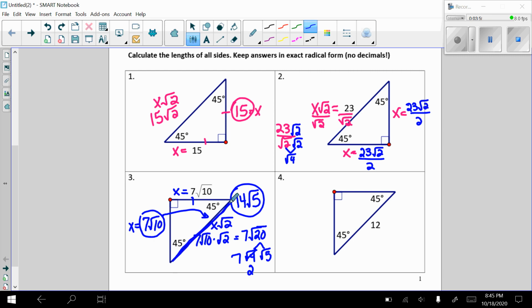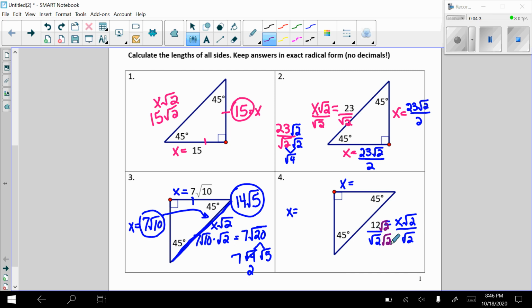Okay, looking at number 4. Number 4, once again, you have been given the x root 2 side length, and we have to calculate this side. So we're going to divide by root 2. And just like number 2, we can't keep that. We have to clean that up a little bit. So we're going to multiply by root 2 over root 2.